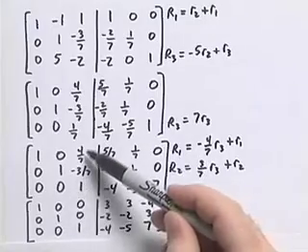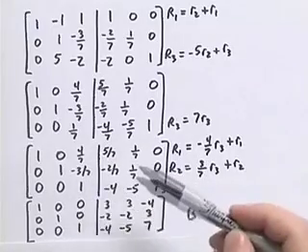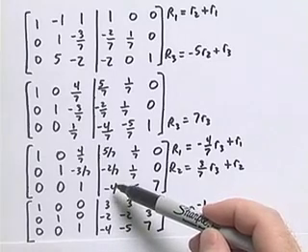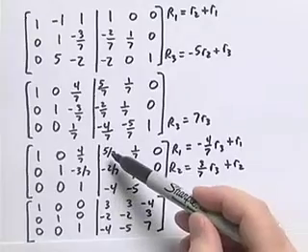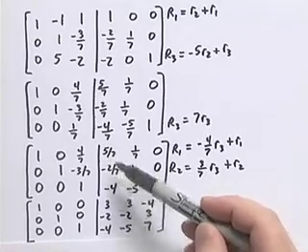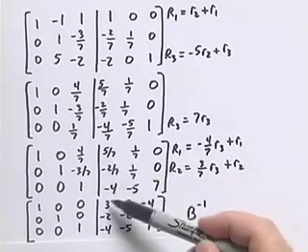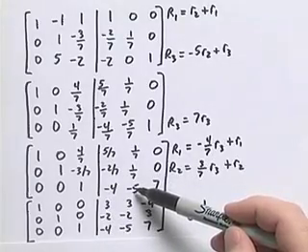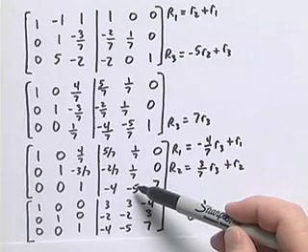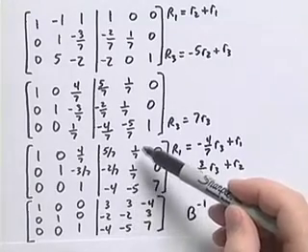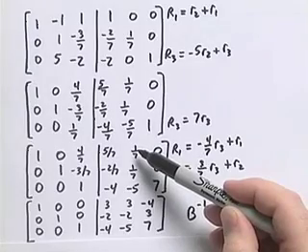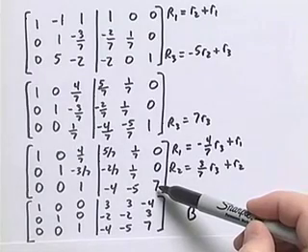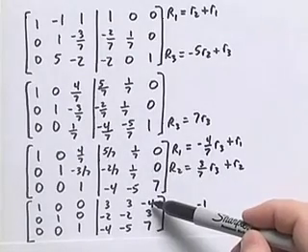Negative 4/7 times 1 plus 4/7 gets us 0. Negative 4/7 times negative 4, it's going to give us a positive 16/7. We're going to add that to 5/7, which is going to give us 21/7, which equals 3. Negative 4/7 times negative 5 is going to give us positive 20/7. Add 1/7 to get 21/7, which is 3. Negative 4/7 times 7 is negative 4, plus 0 is negative 4.